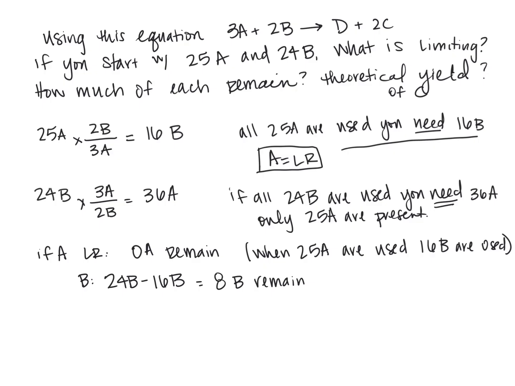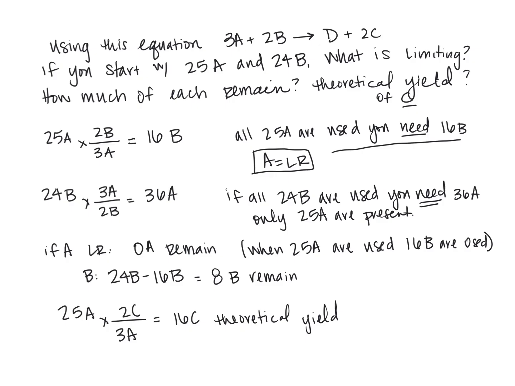So in this case, we're going to start with the limiting reactant. So we're going to take our 25A and I'm going to convert that to C because it asks for the yield of C. So there are 3A for every 2C. And in this case, I get 16C is the theoretical yield. And so in this case, we can think about this as the theoretical yield. So this is one mechanism by which you can do this calculation.